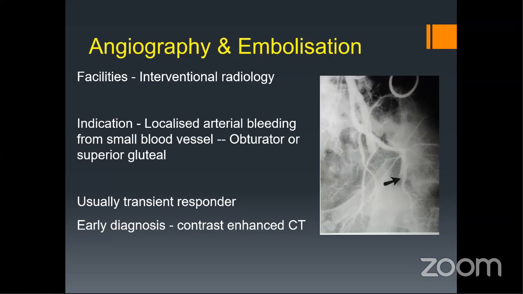So the main indication is localized arterial bleeding that they see on a CT angio from a named vessel in a patient that is a transient responder. That means they respond to the blood and the major hemorrhage protocol that you might institute, and get some benefit from it, but fairly quickly afterwards they again relapse into shock and hemodynamic instability. That, along with your CT angio, will give you an idea as to whether or not angiography and embolization might work.